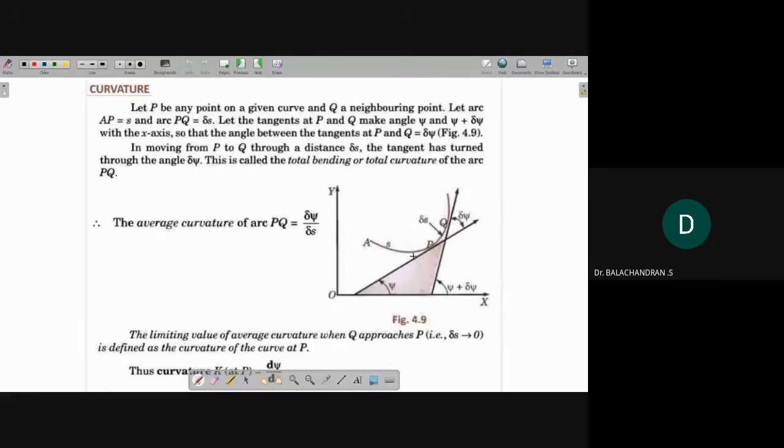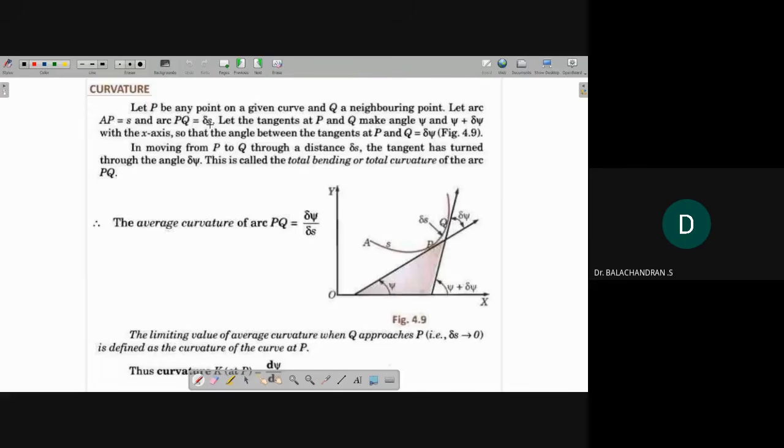You can see the curve here. This is the given curve. Let P be an arbitrary point on the given curve. P is here. Q is a neighboring point. Let the arc AP equal S, the distance from A to P, and the arc PQ, the distance from P to Q, is a small distance.